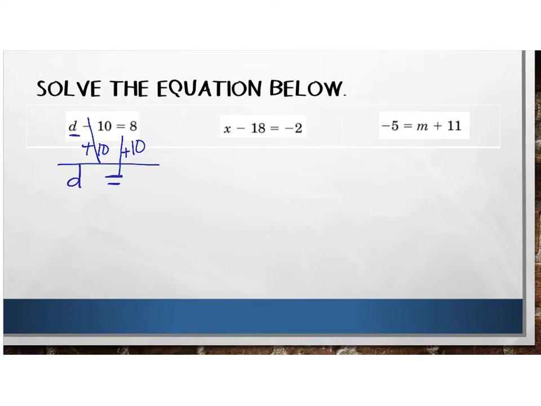And then on this side, I had 8 positives and I'm adding 10 more positives. So my answer would be 18. d is equal to 18.